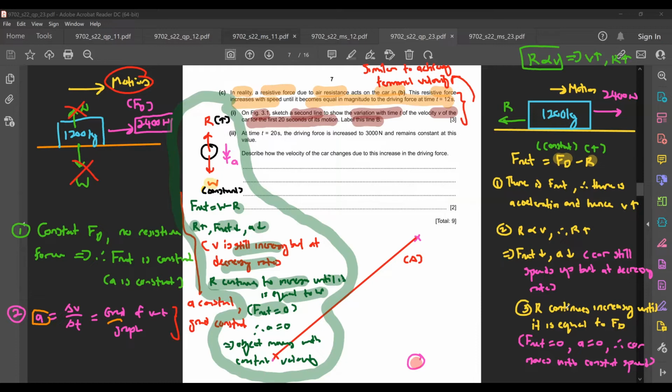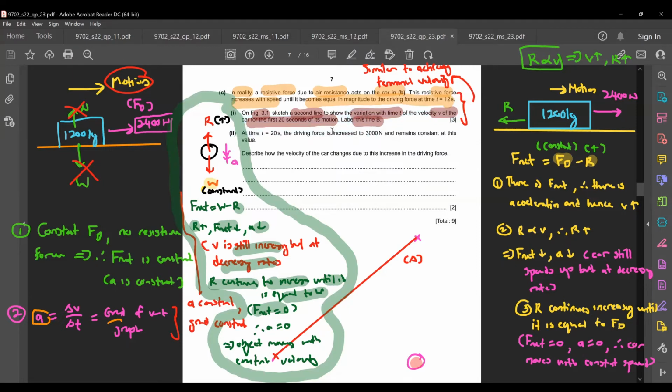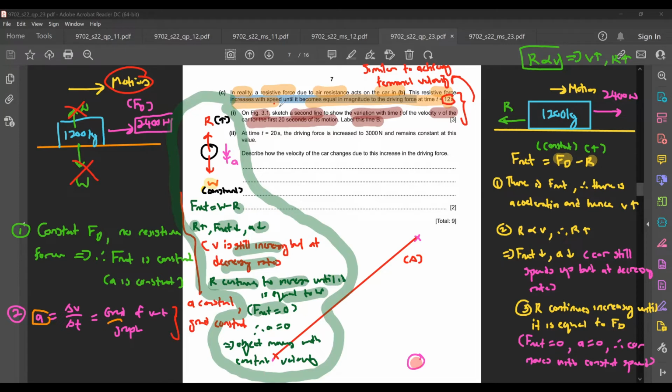Okay, they ask you to draw your graph to represent the motion of the object. The part where they told you that your drag force or resistive force increases until it equals your driving force, that one is at 12 seconds. The question already mentioned it: the resistive force increases with speed until it becomes equal in magnitude to your driving force at 12 seconds. That means this is at t equals 12 seconds. You start moving with constant speed from 12 seconds onwards.